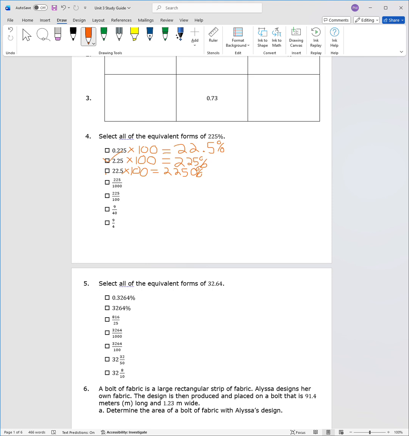Let's look at our fractions now. For our fractions, we want to see how do we turn a fraction into a percentage. There's a couple of different ways to do this, but for the purpose of this video, I'm just really going to talk about one where we're going to take our fraction and turn it into a decimal. Once we get our decimal, we're going to take that and turn it into a percentage. All right. So let's look at our first fraction. We got 225 over 1,000.